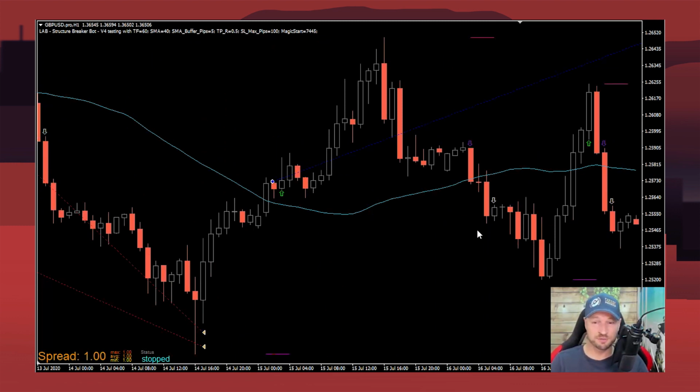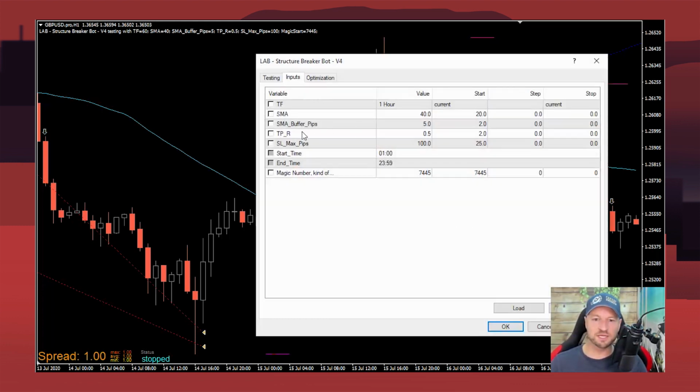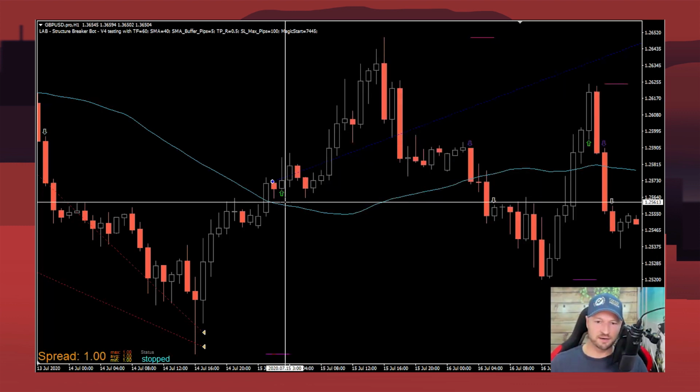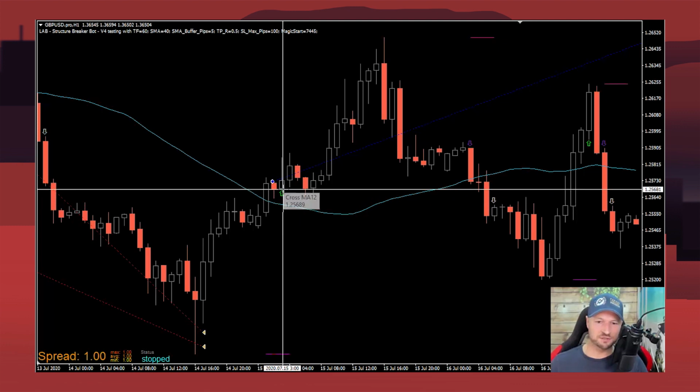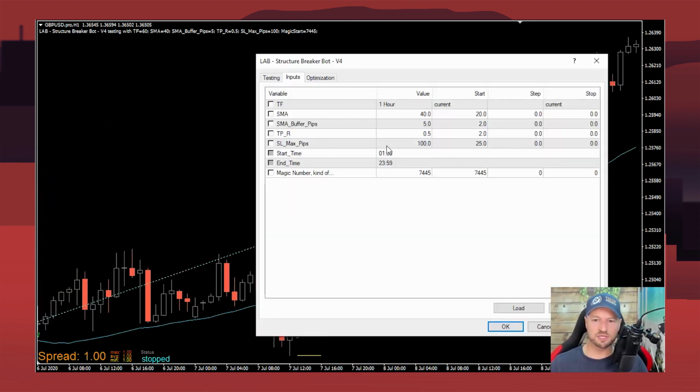Is there anything else with it? I think there may be a couple of other things. Let's just have a look here. So yeah, you can obviously control the buffer in terms of how many pips above the moving average you want the second sort of confirmation candle to clear by. Also, the other thing is the maximum number of pips your stop loss can be.